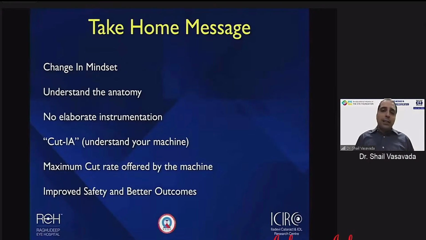So the take-home message from my side would be a change in mindset. Keep in mind the anatomy, where to enter and how to enter. It's important to keep in mind that we don't require elaborate instrumentation. You don't need the most hi-fi vitrectomy machine that posterior segment surgeons use. Always make sure you're in cut IA mode and never in IA cut mode. Have the maximum cut rate offered by the machine. If we follow these principles, we are more likely to improve the safety of the eye intraoperatively when having a PCR, and therefore likely to produce better outcomes post-operatively.